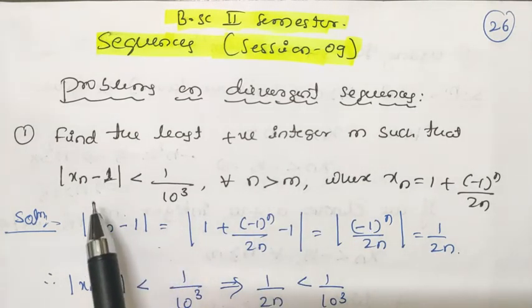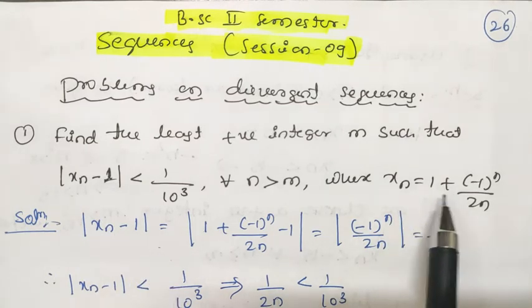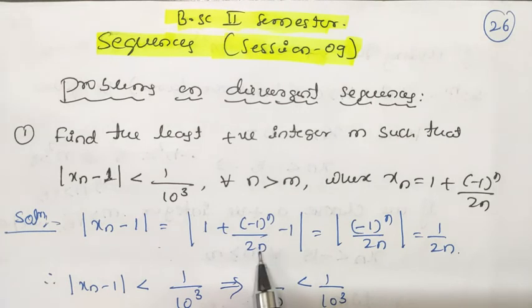So here, first, mod xn minus 1. You have to substitute the value of xn. Xn is 1 plus minus 1 raised to n divided by 2n, and the minus 1 and plus 1 get cancelled. It is simply mod of minus 1 raised to n divided by 2n. Mod of minus 1 raised to n is simply 1, so it is 1 divided by 2n.